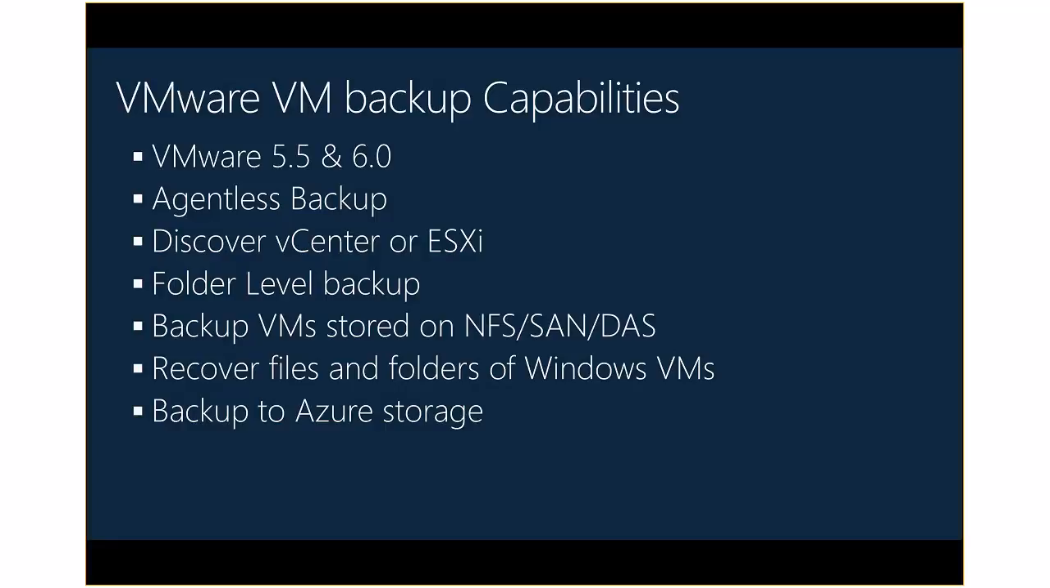It will work both on discovery of vCenter as well as backing up individual ESXi hosts. So if you don't have a production environment that's using vCenter, maybe you have a smaller environment, you can also talk directly to ESXi hosts. This supports folder-level backups, and that data can be stored as a source on any NFS, SAN, or DAS volume. It allows you to also recover in-guest data from any Windows virtual machines, and then certainly, big advantage, backing that up to Azure storage as well.